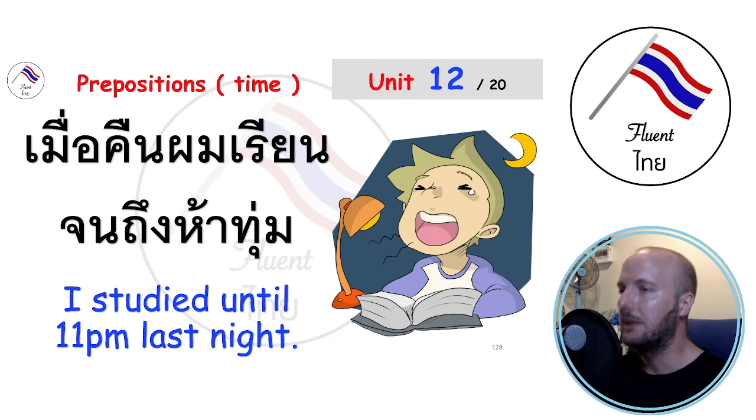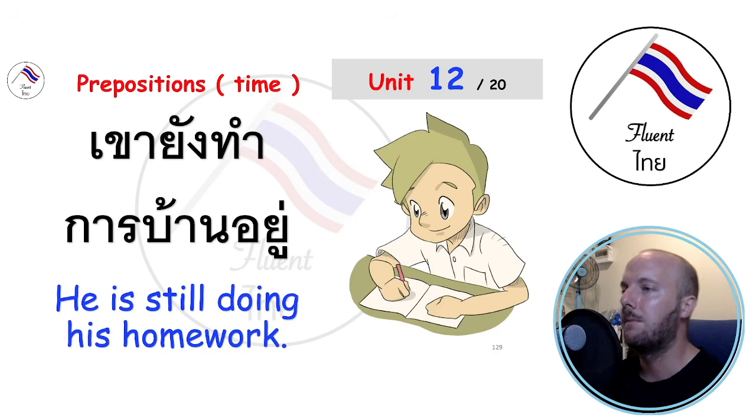"Until" is the word จนถึง. With จนถึง you could say either one or both. You could just say จน, you could just say ถึง, or you could say both, จนถึง, and they all mean "until." Not a problem doing that.